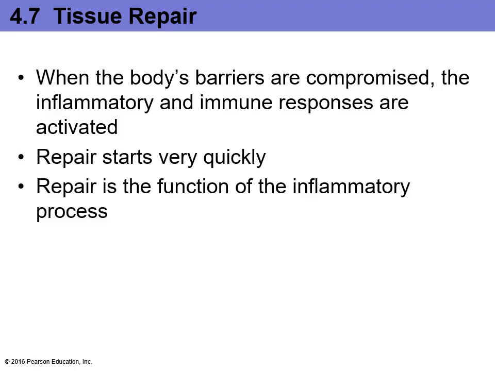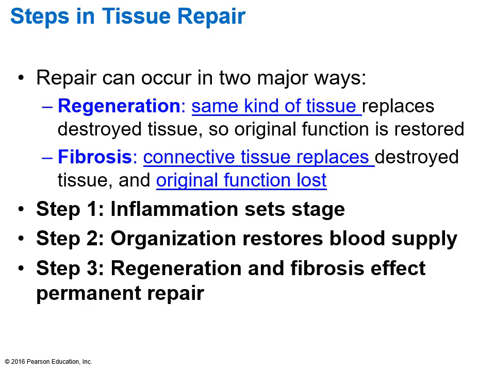This then leads us to our final few things to mention, which is tissue repair. If there is damage done to the barrier of the body, how do we go about fixing this? As you can imagine, this needs to be done rather quickly. So we have 3 steps in allowing for tissue repair to occur. That's going to be the inflammation, the restoration of the blood supply, and then the regeneration or fibrosis effect.